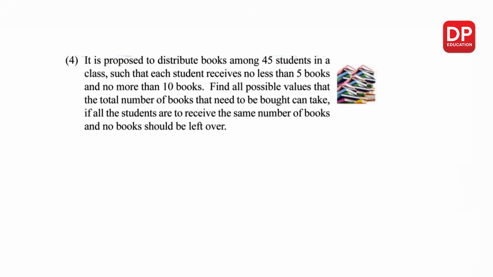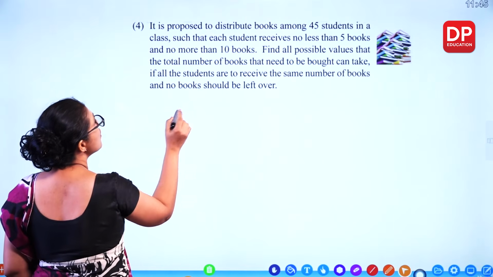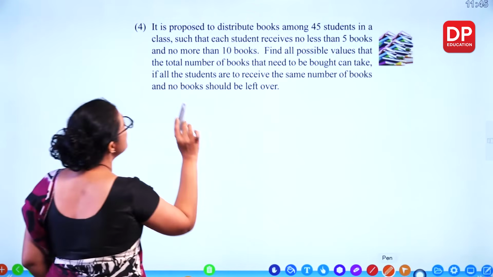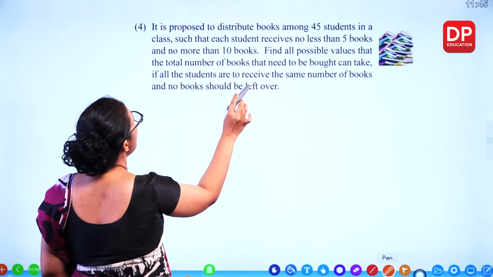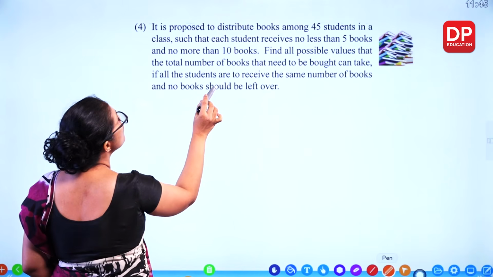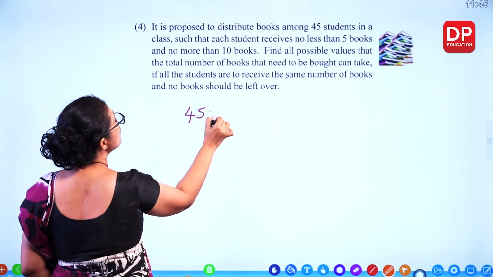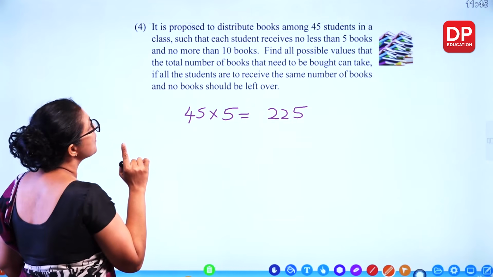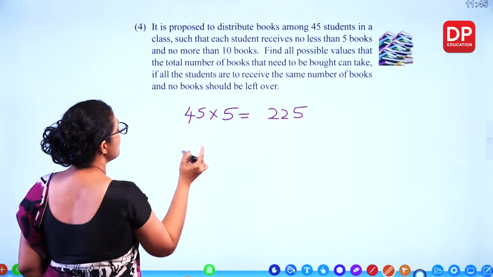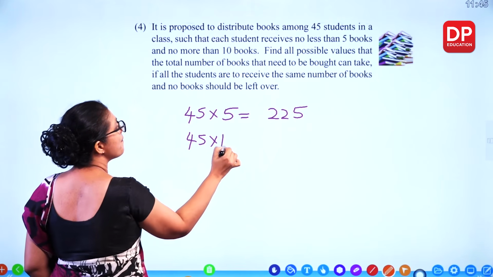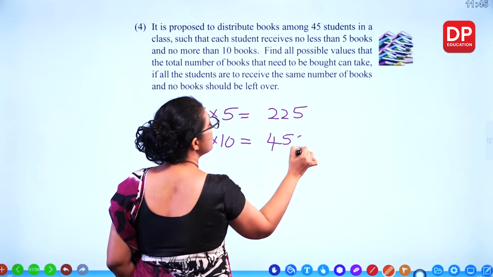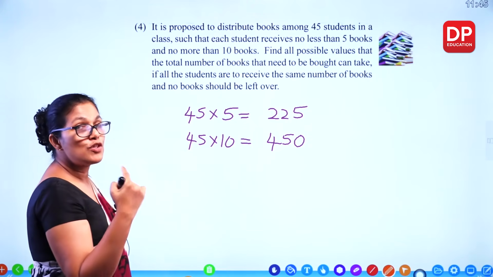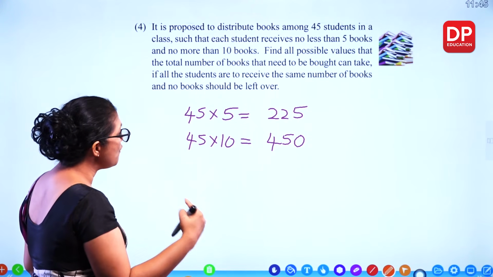It is proposed to distribute books among 45 students in a class, such that each student receives no less than 5 books and no more than 10 books. If it is 5 books each, how many books altogether? 45 times 5, 225. And it is no more than 10 books. If it's 10, how many books are there? 450. So the number of books should be between 225 and 450.